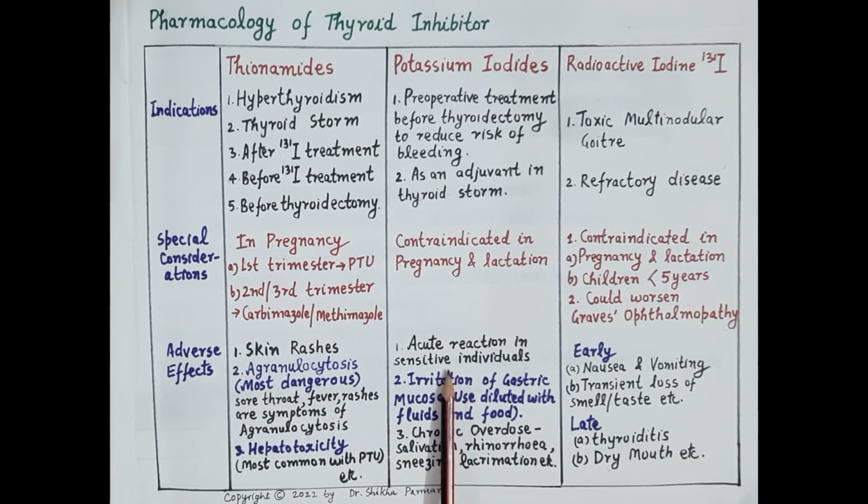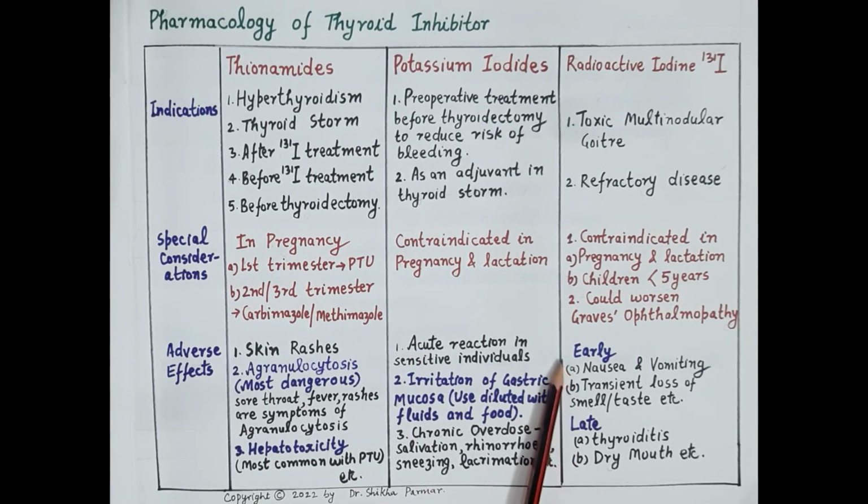Then potassium iodides. Acute reaction can occur in sensitive individuals, and these drugs can cause irritation of gastric mucosa, and therefore these drugs are used by diluting with fluid and should also be used along with food. Then chronic overdose of these drugs can cause salivation, rhinorrhea, that is a runny nose, sneezing, and lacrimation.